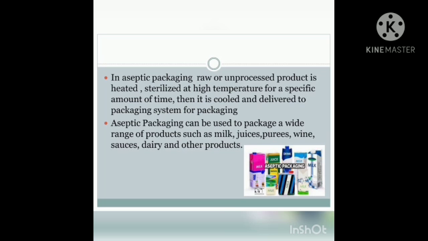In aseptic packaging, raw or unprocessed product is heated, sterilized at high temperature for a specific amount of time, then it is cooled and delivered to the packaging system for packaging. Aseptic packaging can be used to package a wide range of food products such as milk, juices, purees, wine, sauces, dairy and other products.